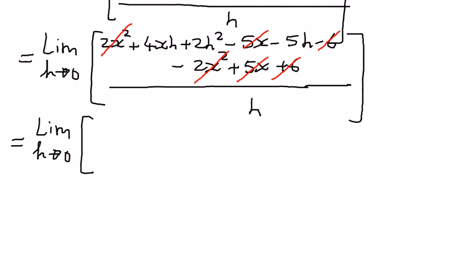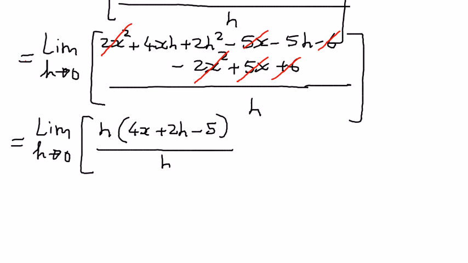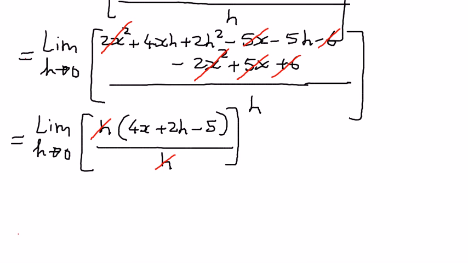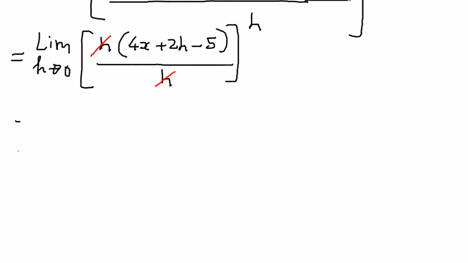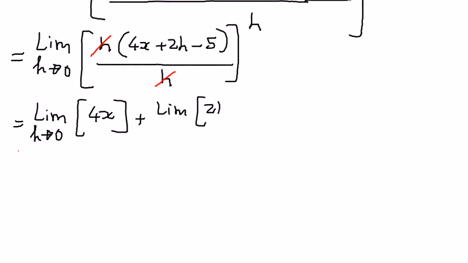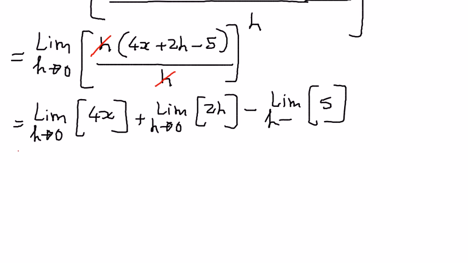So h is common in the numerator, so I'm going to pull out h and write this as 4x plus 2h minus 5, the whole thing divided by h, like that. As you can see, we have an h in the numerator and h in the denominator, so we can cancel them out and write it in its simplified form as follows. Limit of 4x as h approaches 0 plus limit of the function 2h as h approaches 0 minus the limit of this constant number 5 as h approaches 0.